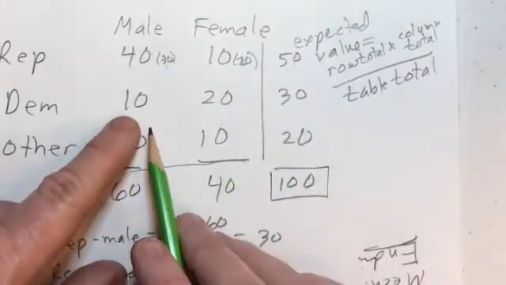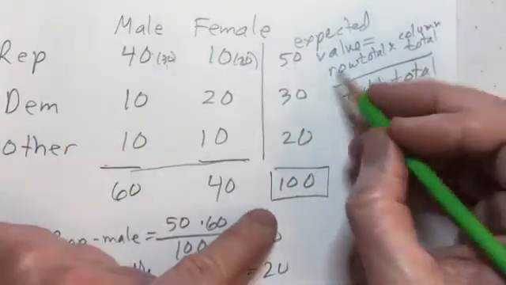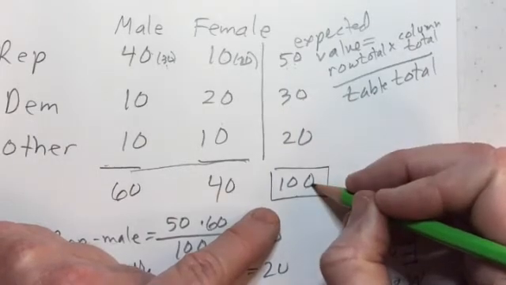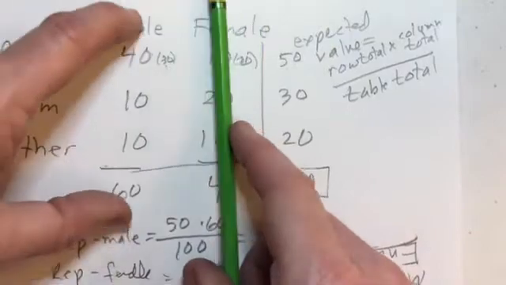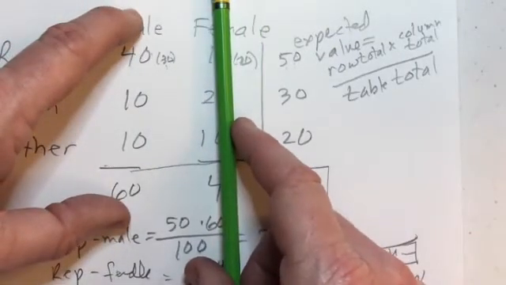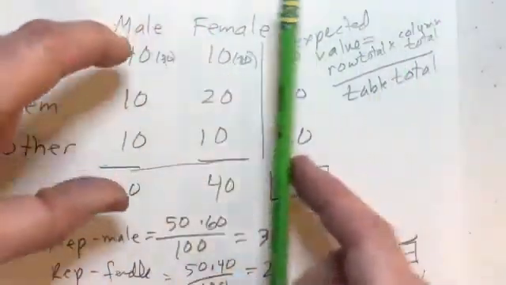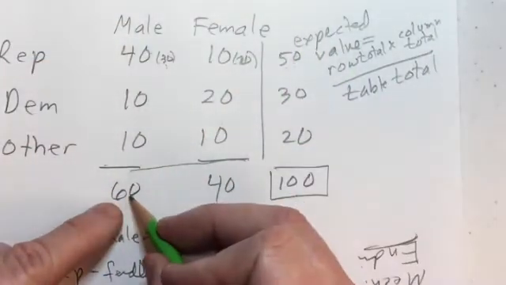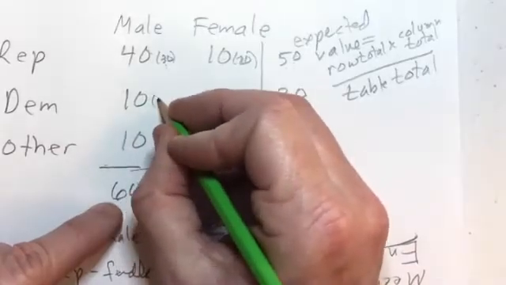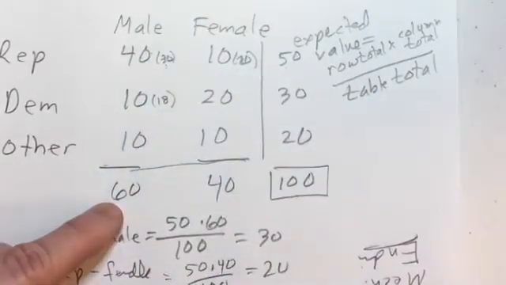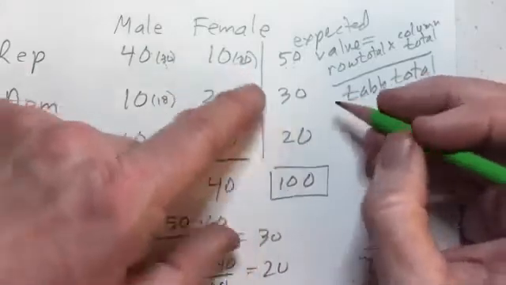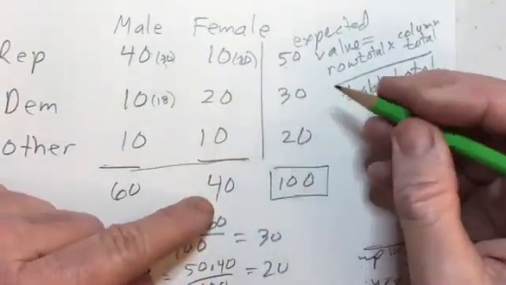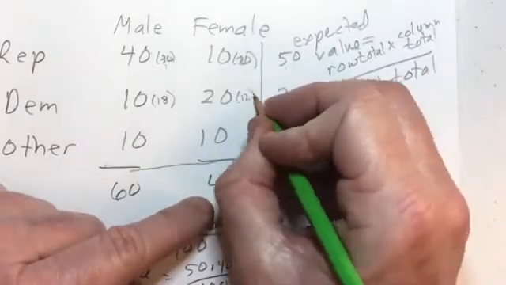Okay. Then you go on to the Democrats. Well, in the whole group, 30 out of 100 are Democrats. So if the null is true and there really is no difference, we're expecting 30% of the males to be Democrats. Well, that's 60 times 0.3, so we're expecting 18 of the males to be Democrats. And if 30% of the females are Democrats, that'd be 40 times 0.3, which is 12. That's the expected value.